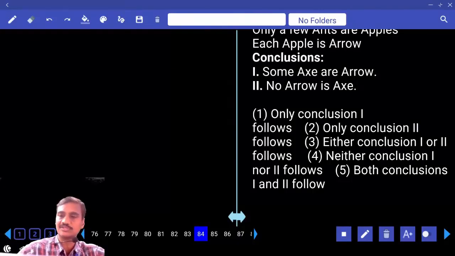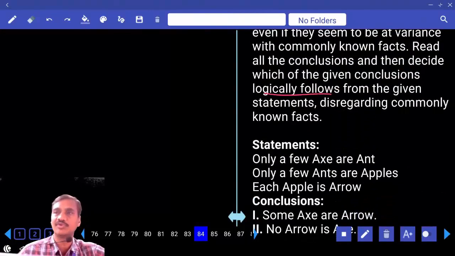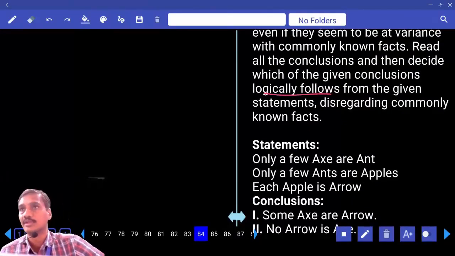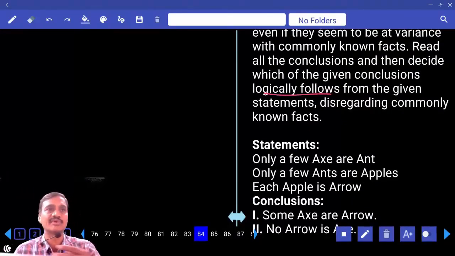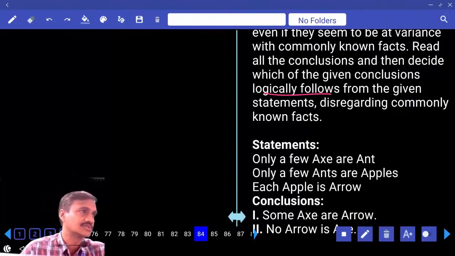Now in this one, syllogisms, first we need to check whether the question is about what definitely logically follows or what logically does not follow. Sometimes he asks definitely true, sometimes definitely false. Here, logically follows means definitely true, and does not follow means definitely false.